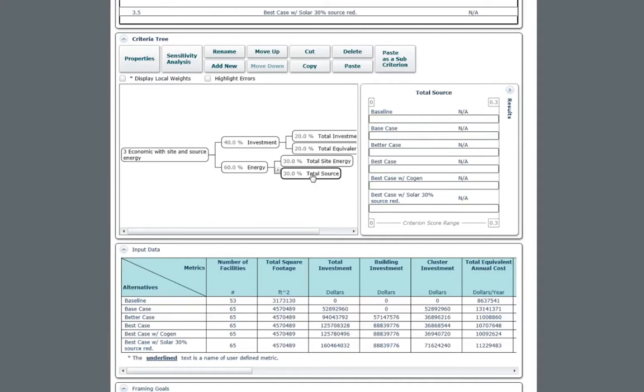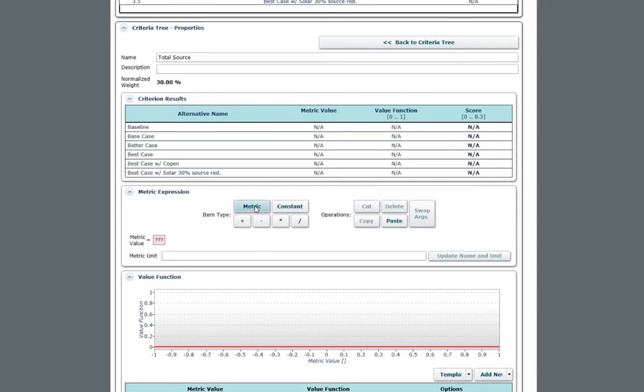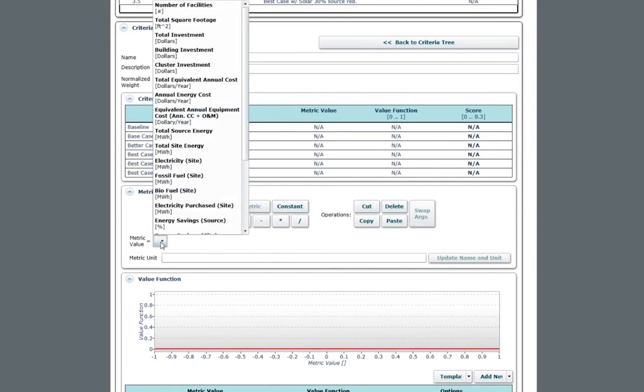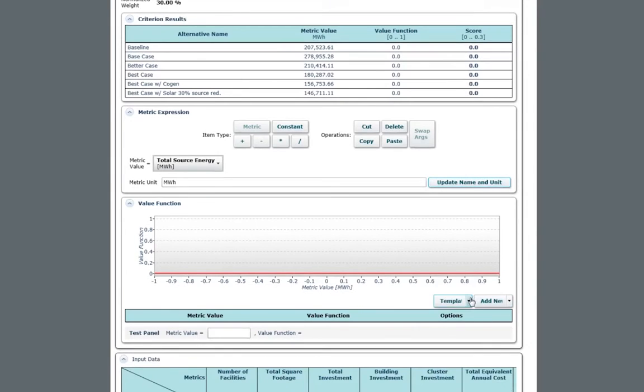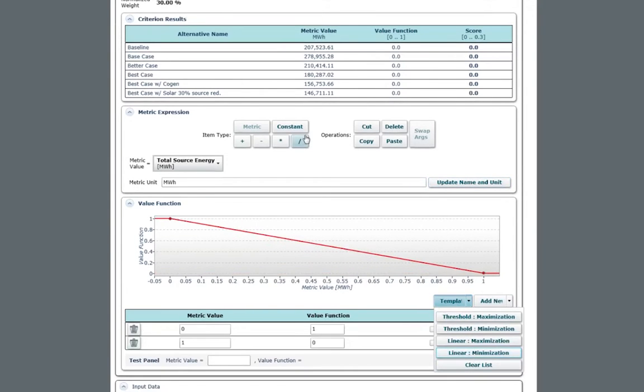So now we want to go to the total source, and we want to add that in. So that's new for us. It's a metric, and the metric value is going to be total source energy in megawatt hours. We're going to update those units. We do want to minimize this as well. We seem to be wanting to minimize everything, money and energy.